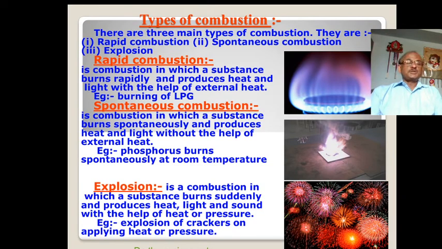Spontaneous combustion: a combustion in which a substance burns spontaneously and produces heat and light without the help of external heat. For example, phosphorus burns at room temperature. So phosphorus is stored in kerosene oil. Explosion: a combustion in which a substance burns suddenly and produces heat, light and sound. For example, explosion of crackers on applying heat or pressure.